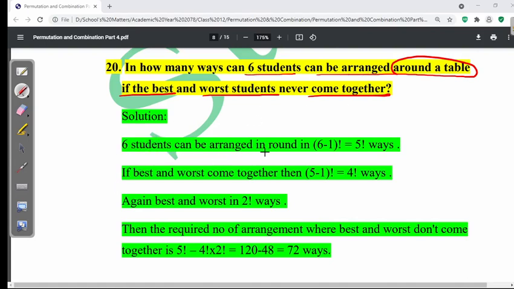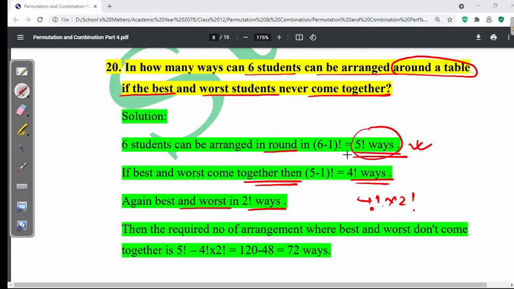6 students can be arranged around a round table in 5 factorial ways, no doubt about this. And if the best and worst come together, there are 5 minus 1, that is 4 factorial ways, but again the best and worst can be arranged in 2 different ways, so the product is 4 factorial times 2 factorial. But our condition is that they never come together, so from the total we have to subtract those arrangements. 5 factorial minus 4 factorial times 2 factorial, 72 ways we can arrange this. It is also a good question, dear students.